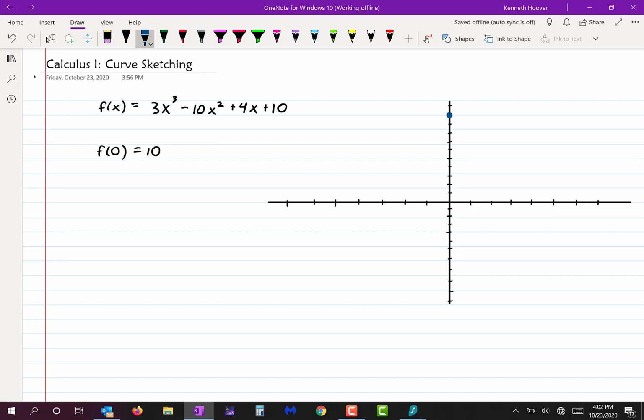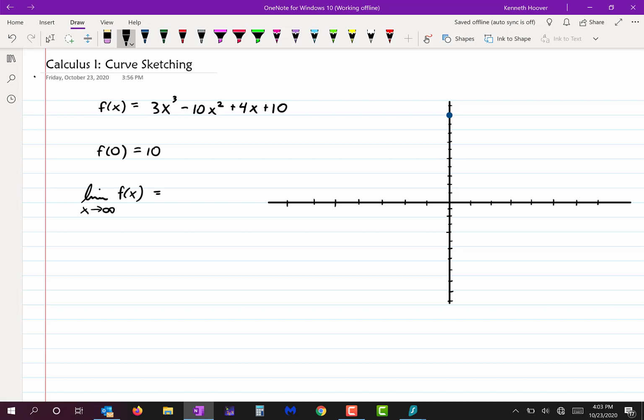X-intercepts for this might be a bit hard. If it was a quadratic, then I would definitely say find the x-intercepts, because all you need to do is use the quadratic formula. But since this is cubic, let's not worry about the x-intercepts. Let's find the limit of f of x as x goes to infinity.